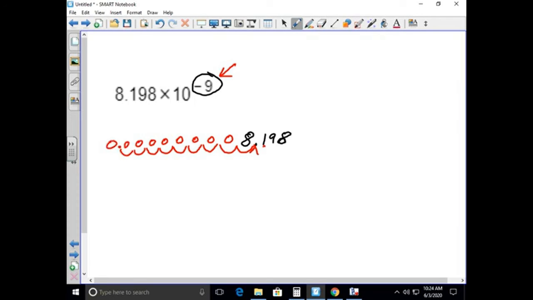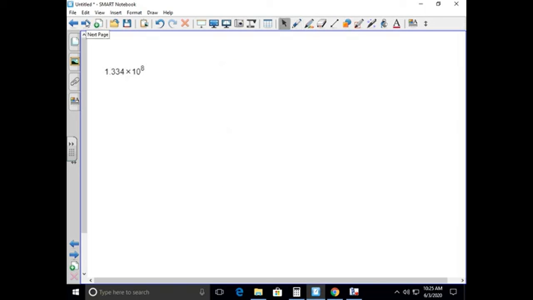So in standard form, this number is 0.000000008198. Notice that's a really tiny number. Our decimal is shifted 9 units from where it started. So that's standard notation. Same type of thing here. We're just going the other direction.